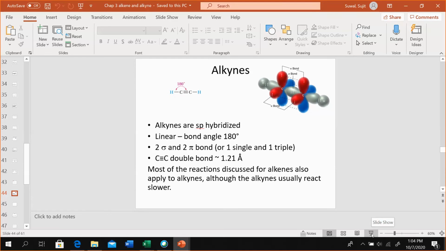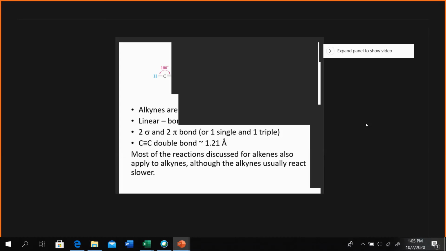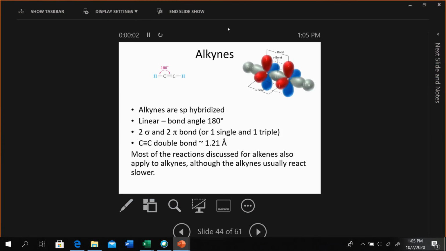Chapter alkyne and chapter alkene, they are quite related to each other because both of them show the similar type of properties. Okay?